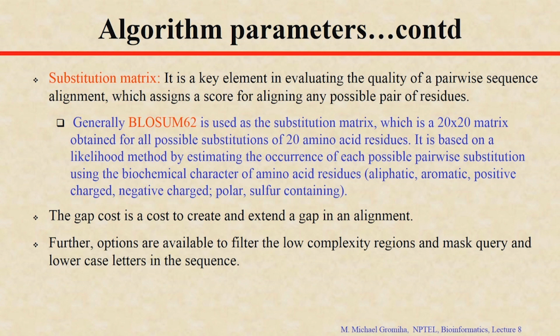Then gap cost is a cost to create and extend gap in the alignment, because if you introduce gap we need to give penalty, right, because insertion deletions are not common compared to the mutation. So, we need to give penalty for the gaps, fine.